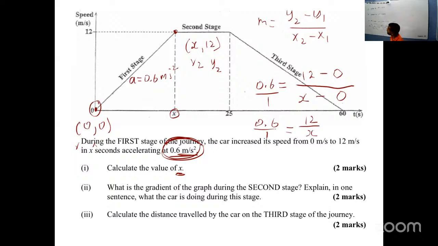What do we do again with 2 fractions and an equal sign? Cross multiply, right? So you'll get 0.6 by x is 12. X is equal to 12 divided by 0.6. How much is that? 20. What's the unit? Time, right? So it's seconds. 20 seconds.